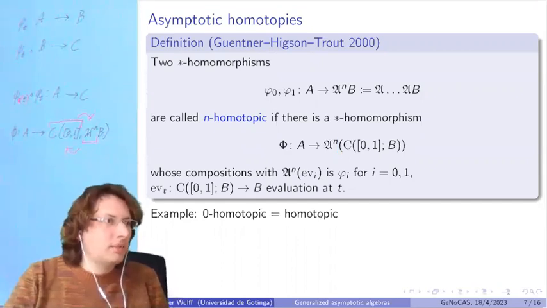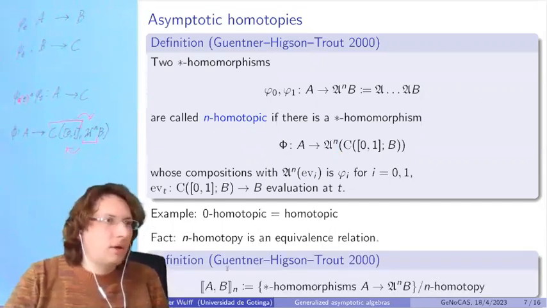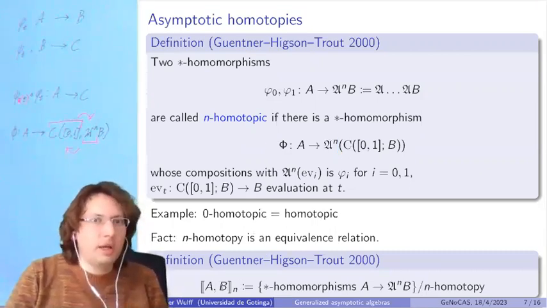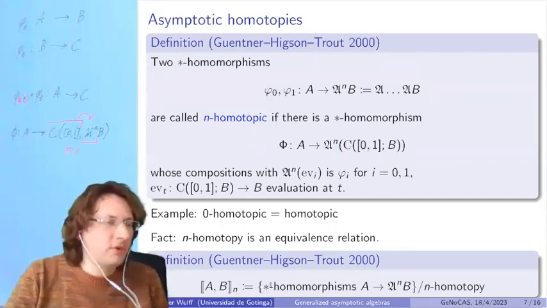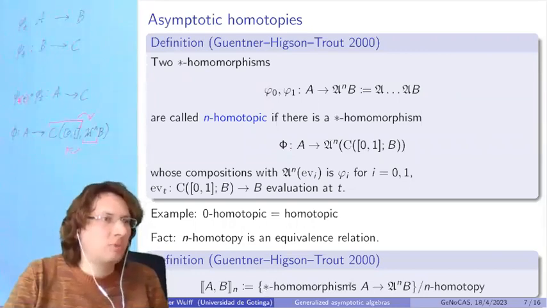And now, if we divide this notion of homotopy out, then we get some homotopy classes, some sets of homotopy classes. Let me denote them by [A, B]_n. So this is the set of n-homotopy classes of star homomorphisms from A to A^n of B.